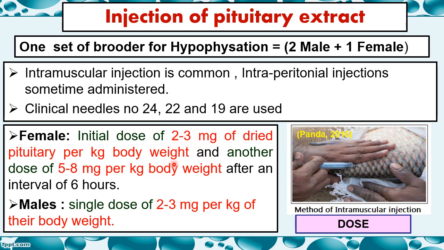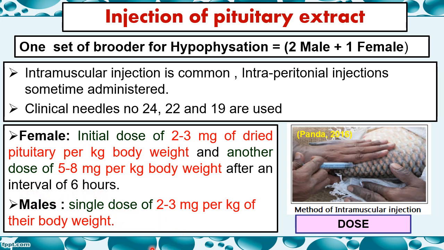And the second injection is given at an interval of 6 hours, that is a higher dose, 5 to 8 mg per kg of the body weight of the female. And males are given a single dose of 2 to 3 mg per kg body weight of the fish, and that injection is given at the time of the second injection to the female.